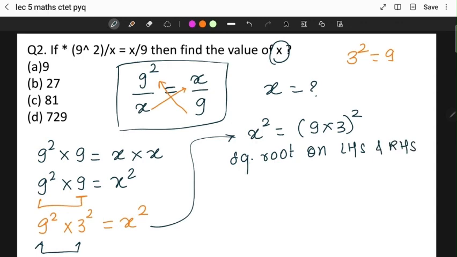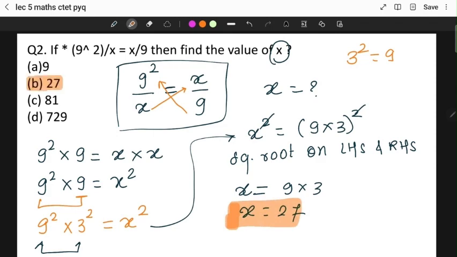If I take the square root, what is the square root of x square? The square root of x square will be x, and the square root of 9 into 3 whole square will give me 9 into 3. We are actually cancelling the squares on both sides. So here x is equal to what? 9 3s are 27. So I got the value of x, which is x equals 27. So option number B is the correct answer for the given question.